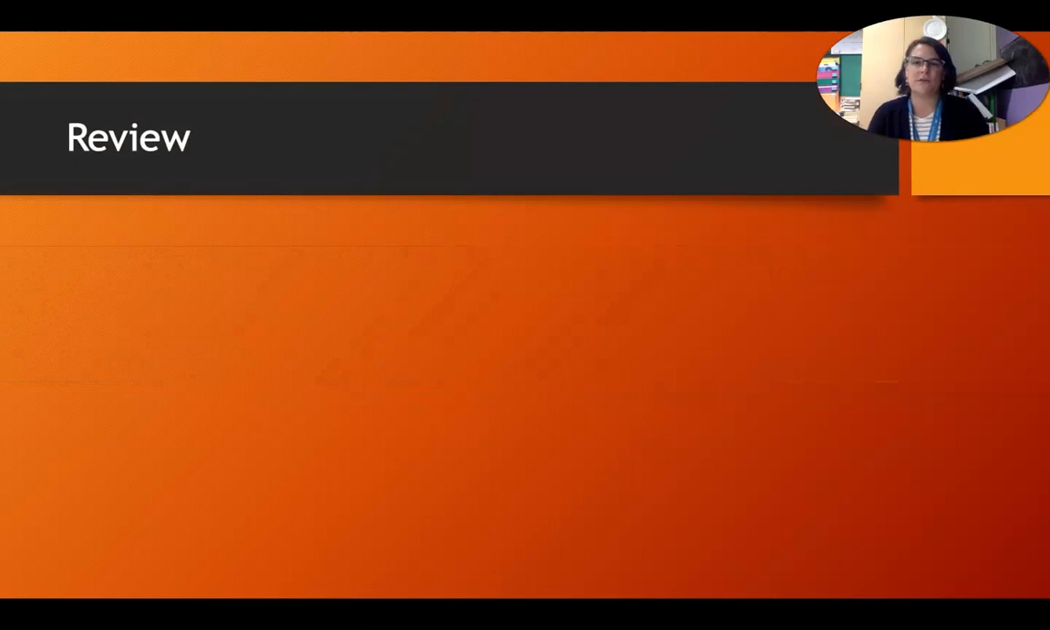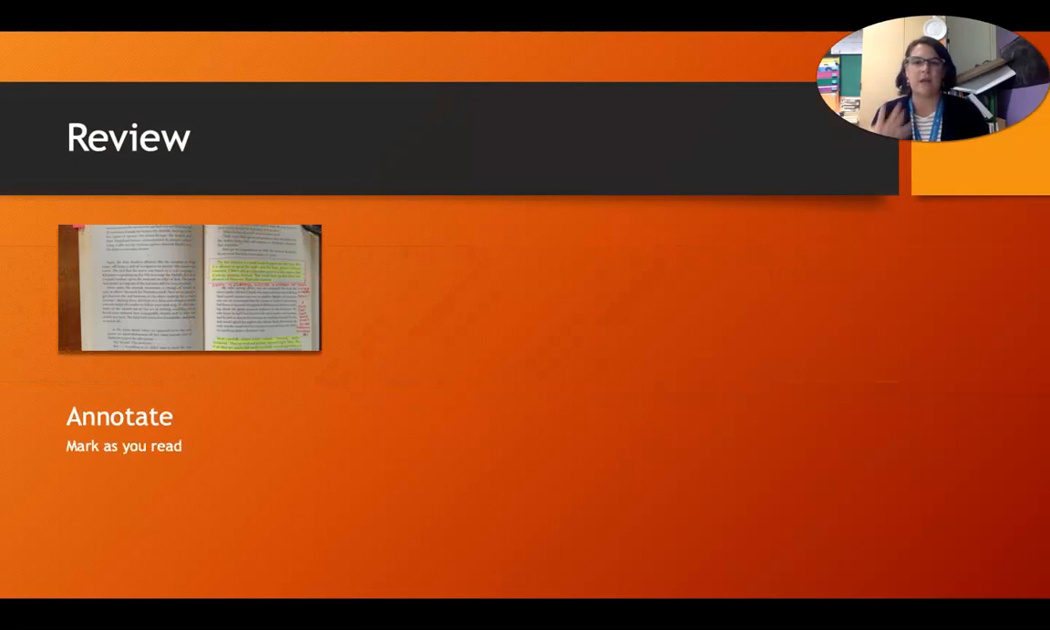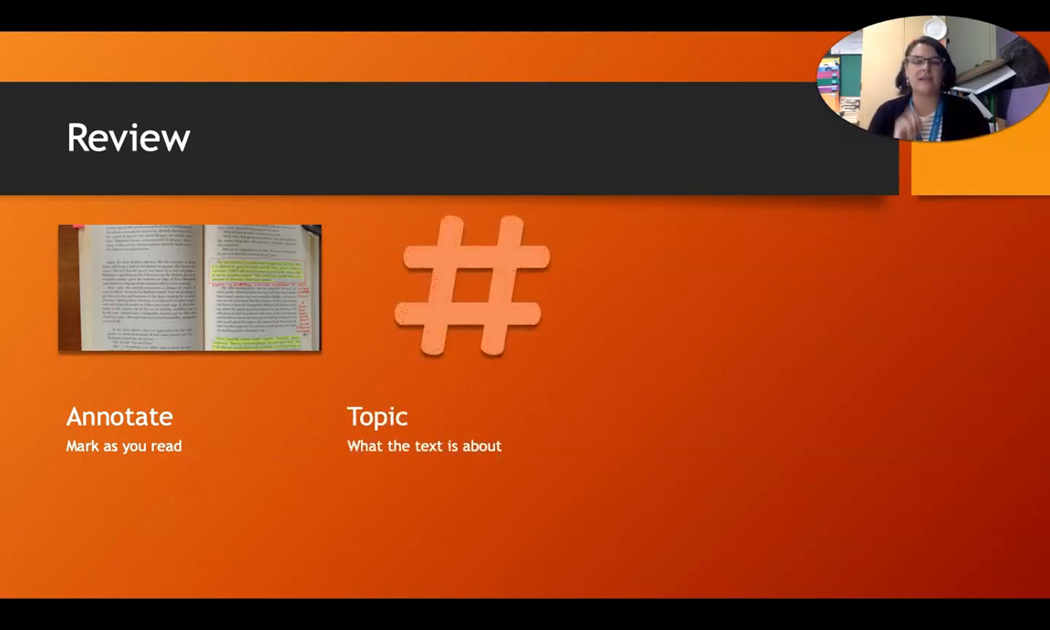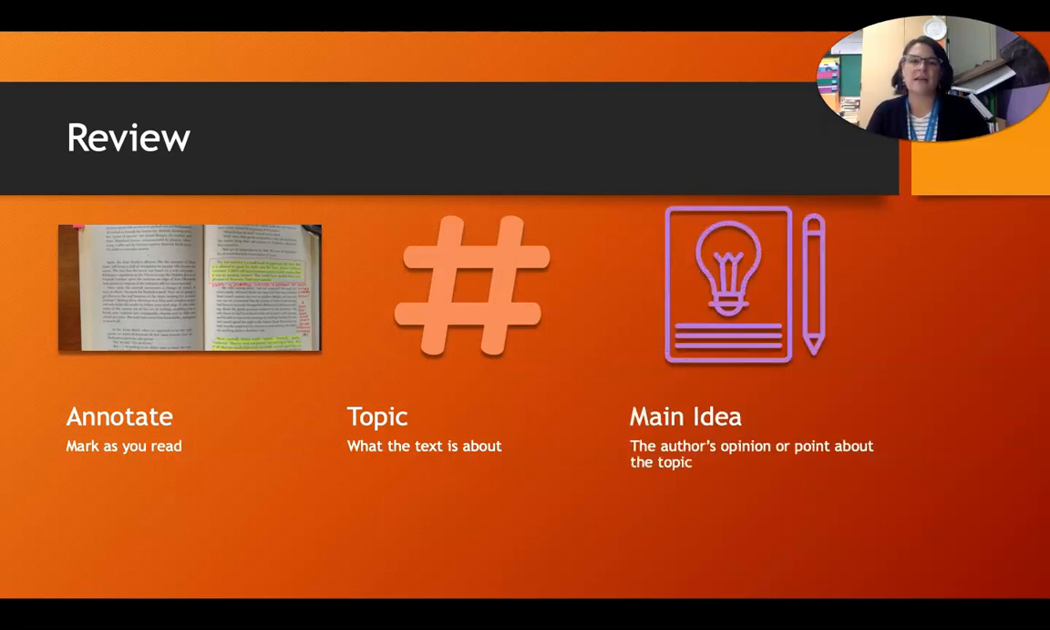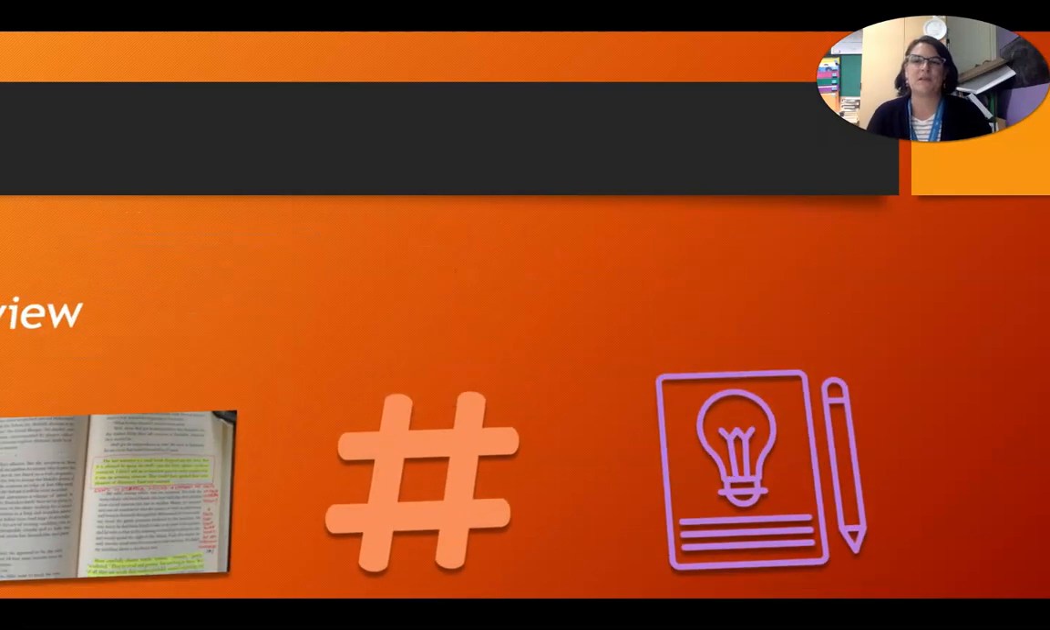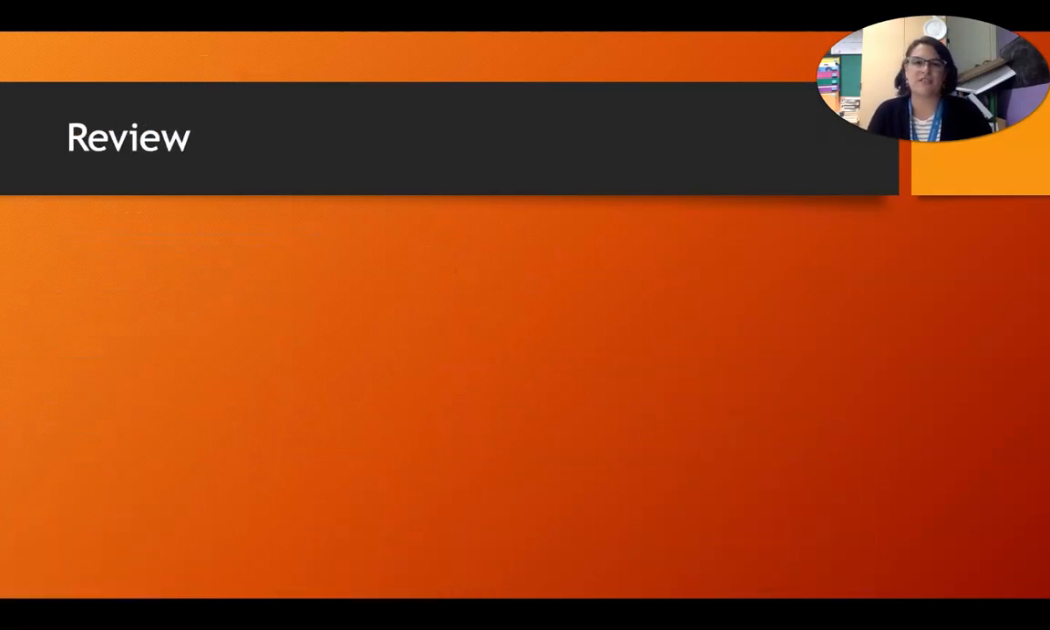So as a quick review, we've talked about annotating and marking as we're reading to make sure we're really understanding what we're reading. We've also talked about what a topic is, and that is what a text is about, as well as what a main idea is, the so what that we're supposed to get about this topic. Why do we care? What is the author trying to tell us? And we've used a few strategies as well to understand this.